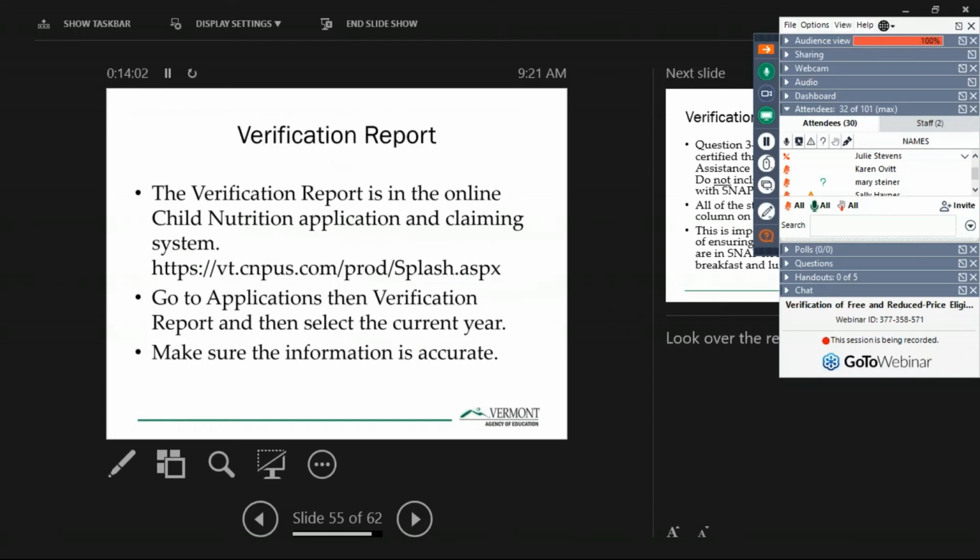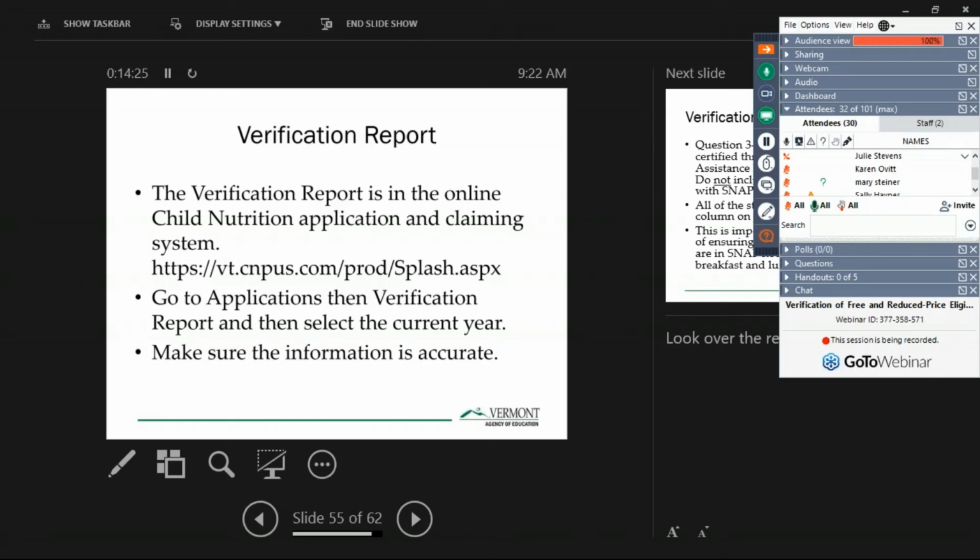Okay, the verification report is in our online child nutrition application and claiming system, often referred to as Collier or CNP Web. And you are going to go to the applications tab and then select verification report and make sure it's the current year.